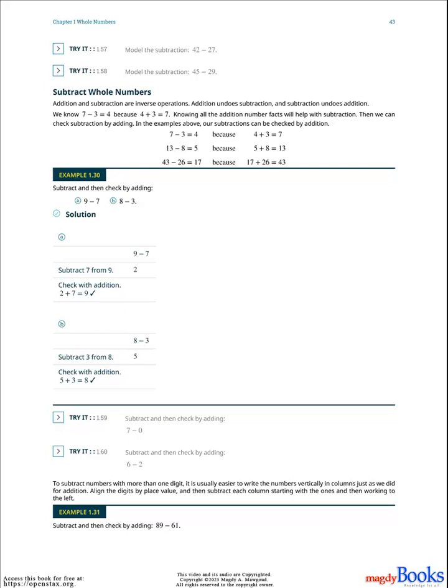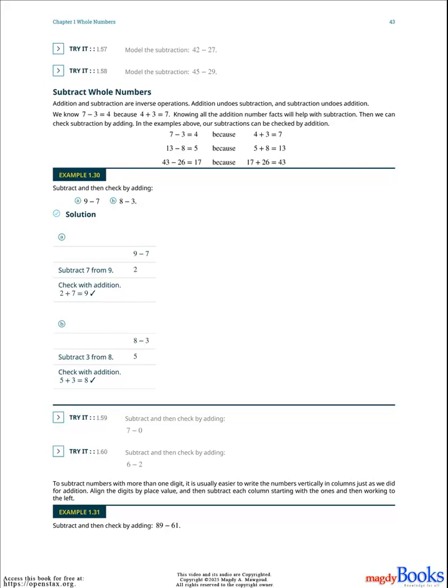in columns just as we did for addition. Align the digits by place value, and then subtract each column starting with the ones and then working to the left. Example 1.31. Subtract and then check by adding.